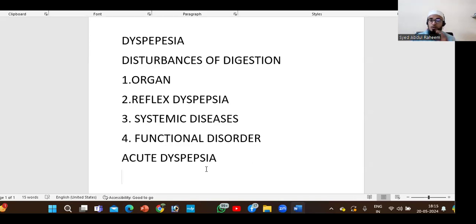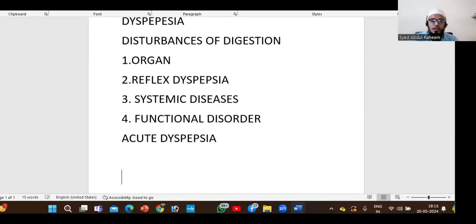Suddenly you eat more spicy food, which is not bearable by your stomach. You ate an improper diet, which is not digested by the stomach. You take long-period refrigerated food, that will cause dyspepsia. So there are a number of reasons which cause dyspepsia. That is acute dyspepsia.